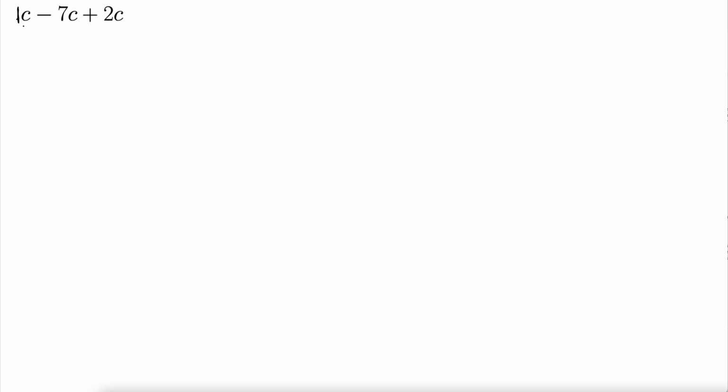Here these are all like terms. We're combining like terms. Combine like terms is what this method is called, and it just means all the terms with c's in them get combined. So we have 1c minus 7c is negative 6, plus 2c is negative 4c. So not much is going on when all the terms are like terms.